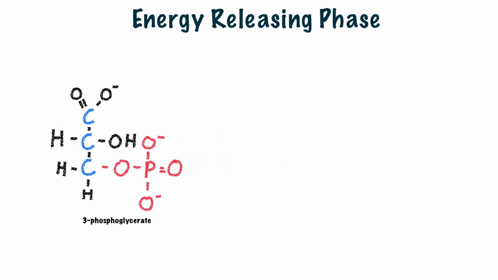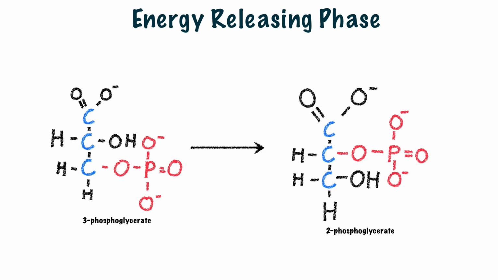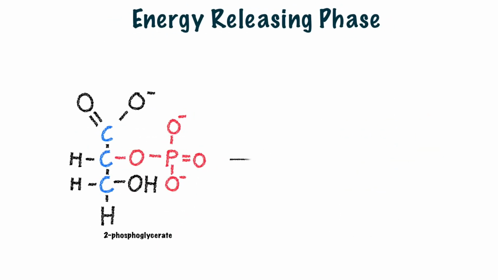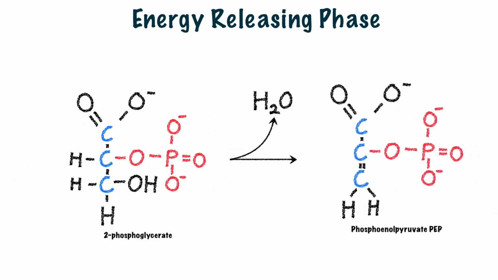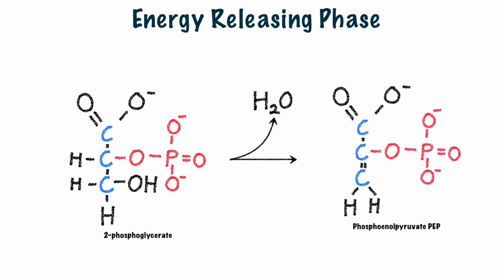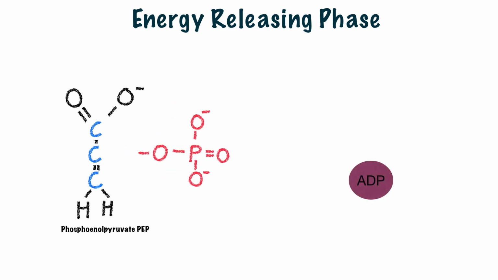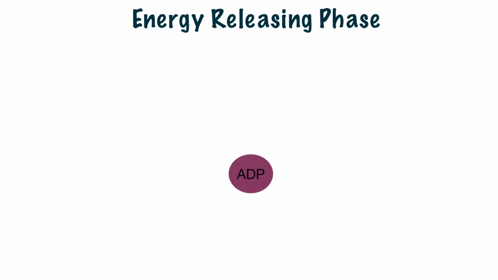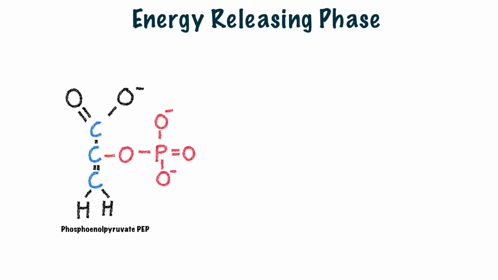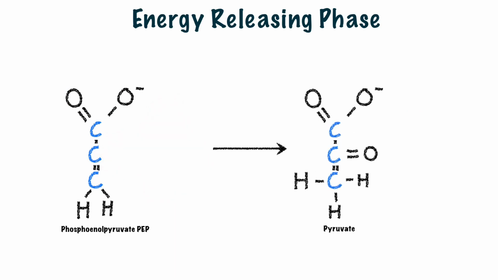3-phosphoglycerate is converted into its isomer, 2-phosphoglycerate, which then loses a molecule of water, becoming phosphoenolpyruvate, PEP. PEP is an unstable molecule, poised to lose its phosphate group in the final step of glycolysis. PEP readily donates its phosphate group to ADP, making a second molecule of ATP. As it loses its phosphate, PEP is converted to pyruvate, the end product of glycolysis.